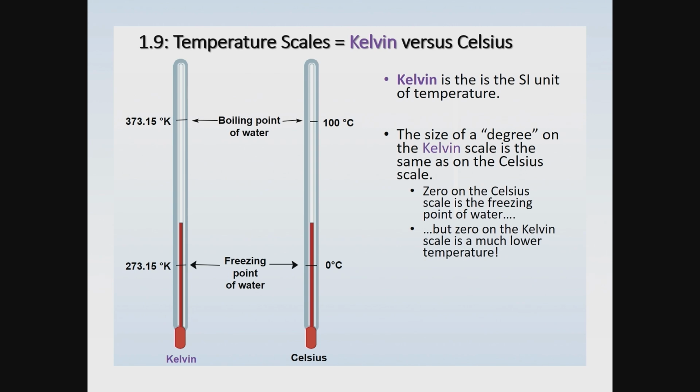Now, the Kelvin scale is actually pretty simple also, because if you have a Celsius temperature, all you have to do is add 273.15 degrees to it to get a Kelvin temperature.